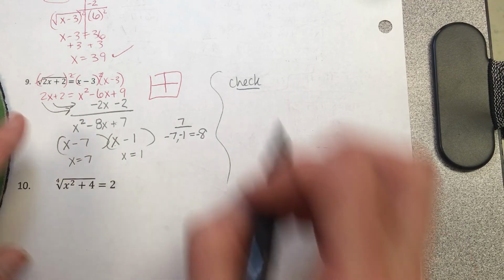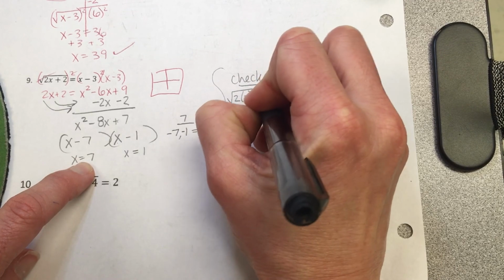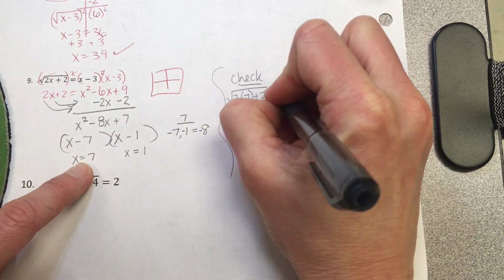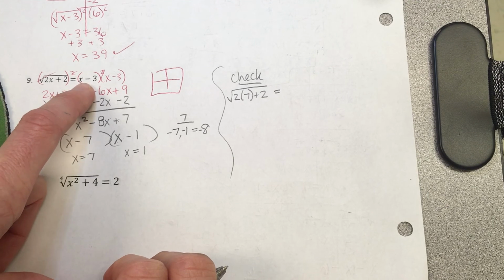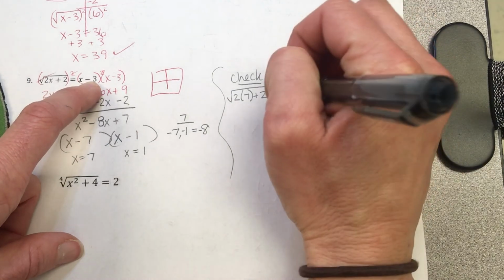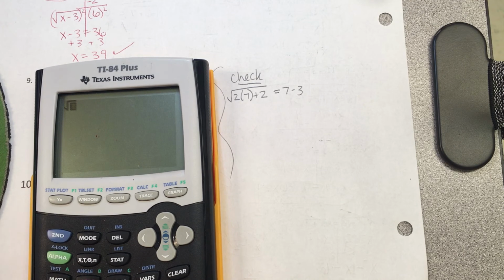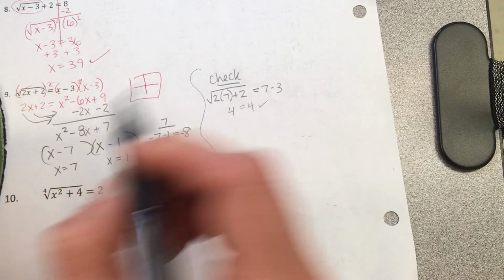Okay, so square root, let's check this 7 first. 2 times 7 plus 2. And we need that to equal what? What do I put back in for x over here? 7 minus 3, which is 4, okay? So square root 2 times 7 plus 2. All right, so this is 4, and what's 7 minus 3? 4. Okay, so that one works.